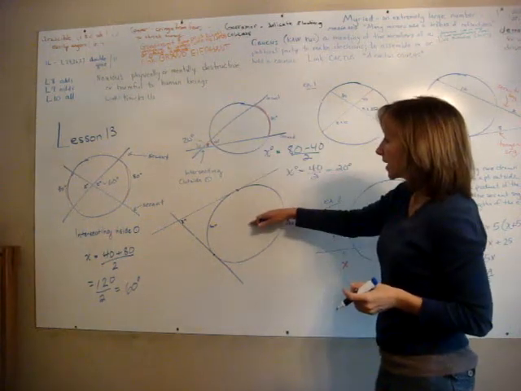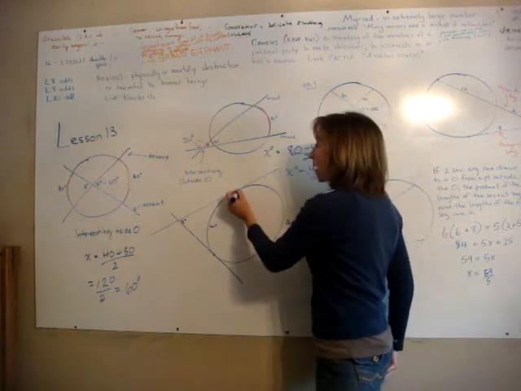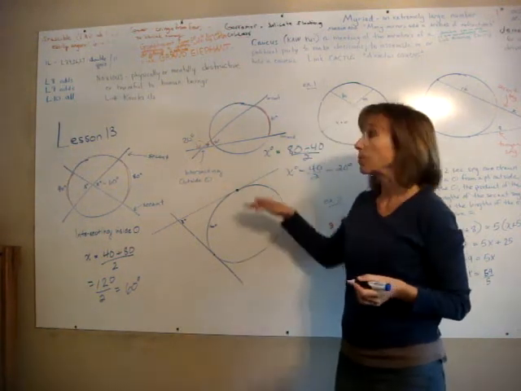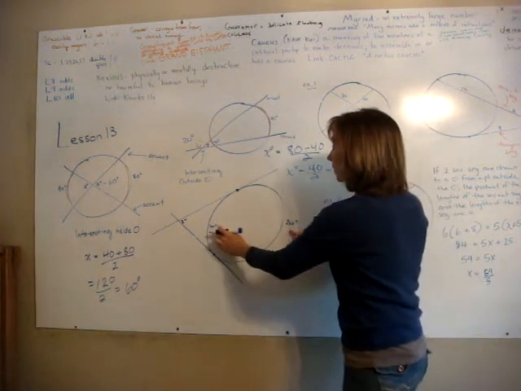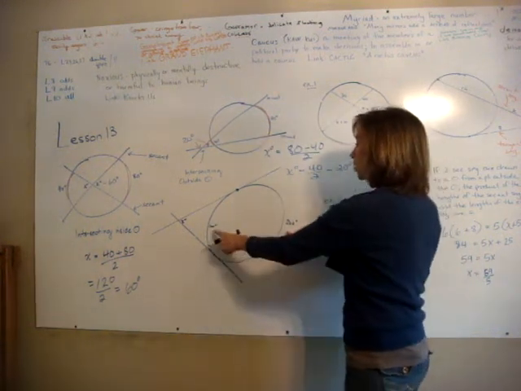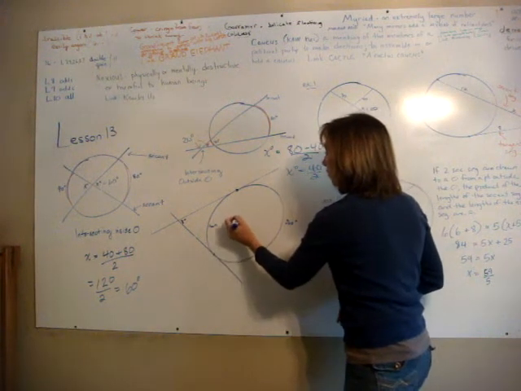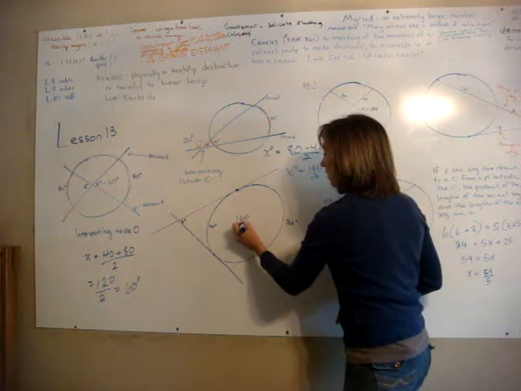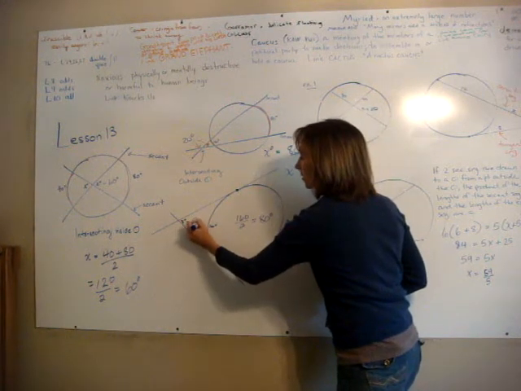This one's the same thing, except we have two tangent lines. Tangents intersect the circle at one point. And this is exactly the same as if two secants were intersecting outside the circle. You subtract them and divide by 2. So if we subtracted these, we would get 160. So we would get 160 divided by 2, and we would get 80 degrees. So this angle out here is 80 degrees.